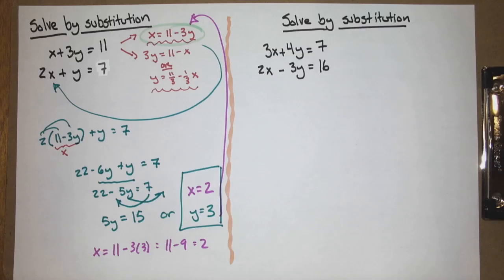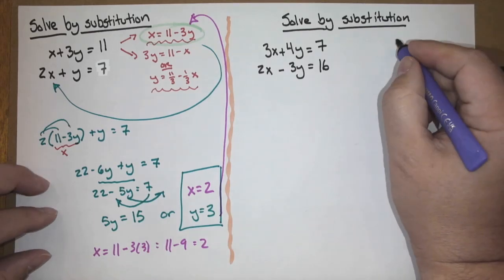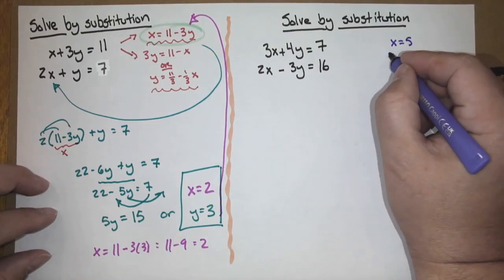All right, well, there's a second problem here, solved by substitution. 3x plus 4y equals 7, and 2x minus 3y equals 16. Do we have an answer yet? Someone willing to say, I think I know the answer to this one. Oh, okay, I see a hand. All right. x equals 5. And you said what? Okay, so we have a possible answer.